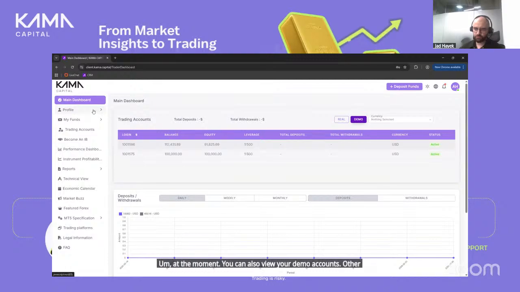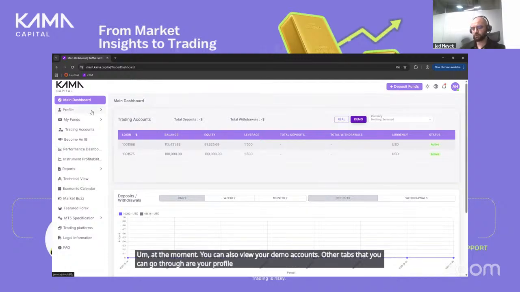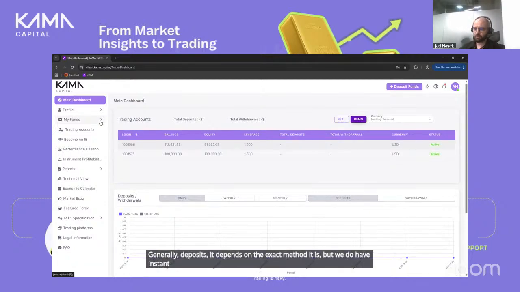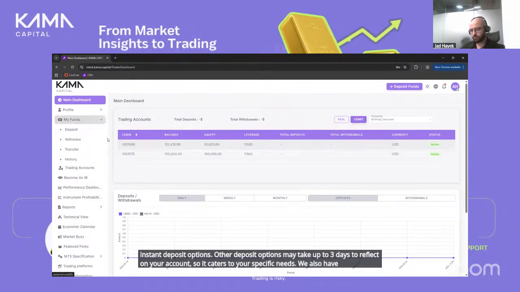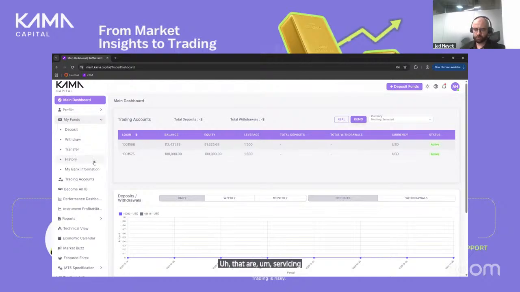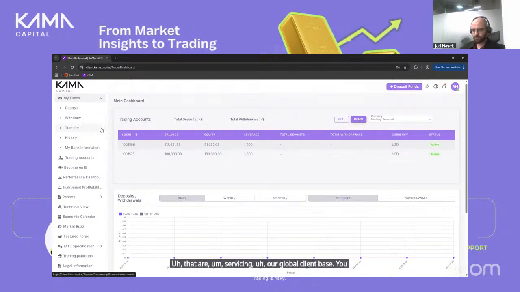Other tabs that you can go through are your profile for the essential information that you provide to us once you sign up. Through the My Funds tab, you can access our deposit and withdrawal options. Generally, deposits depend on the exact method, but we do have instant deposit options. Other deposit options may take up to 3 days to reflect on your account, so it caters to your specific needs. We also have several withdrawal options servicing our global client base.